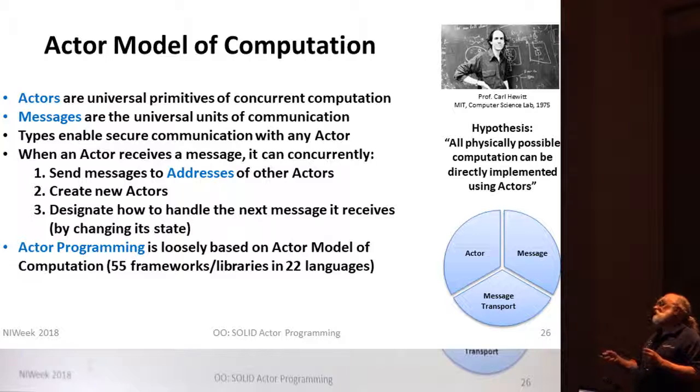And there is some security enabled by this. And when an actor receives a message, it can send a message to addresses of other actors. So that's a message transport. Address is a message transport. It can create new actors and designate how to handle the next message by changing its own state. Those are the three things it can do.